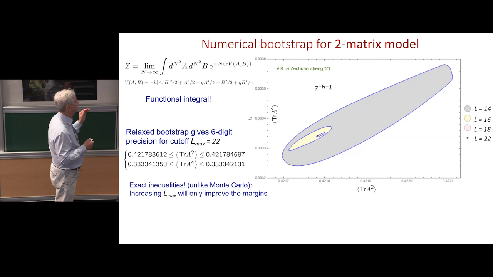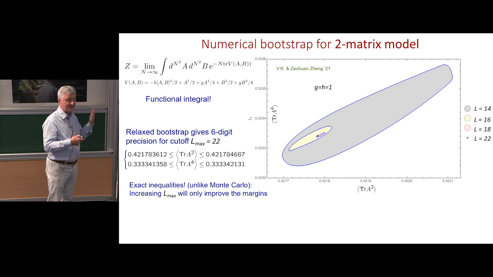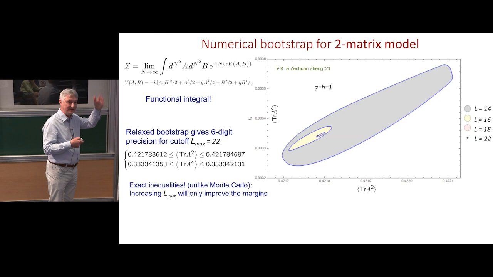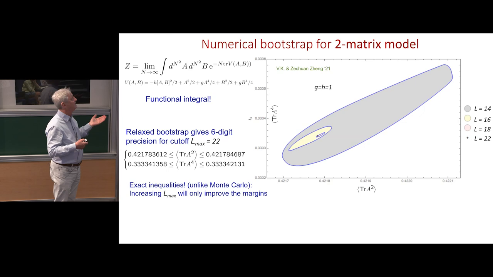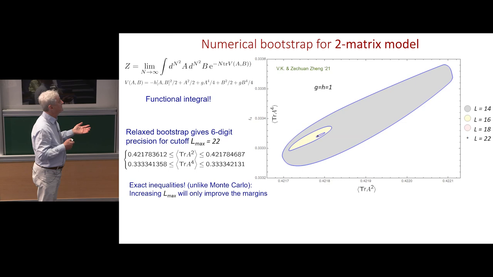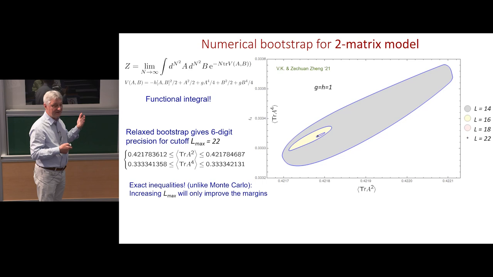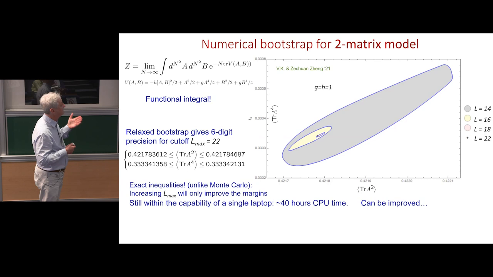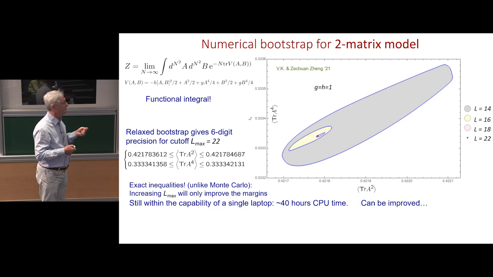By construction, we use loop equations which are exact. We simply drop some loop equations because they contain longer loops. And also our inequalities are exact because we simply use the positivity condition which is exact. So the inequalities are exact, and increasing Lmax, we can only improve the margins. Now it's still within the capability of a single good laptop, like 40 hours of CPU time, and it can be even improved, as Zechuan tells me now.